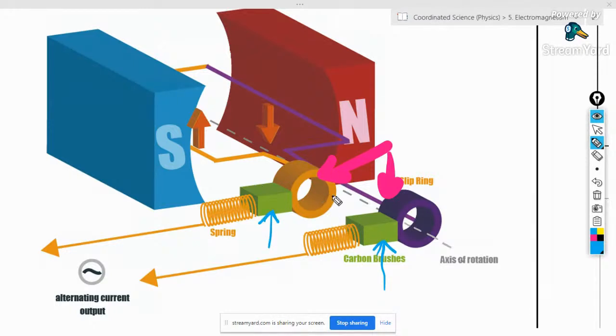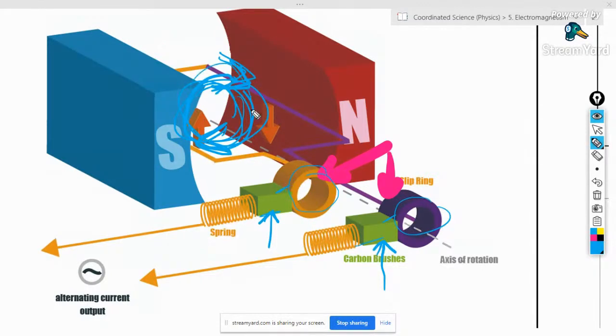And just notice, all that these things do is allow this coil right here to keep rotating around and around. It's just rotating constantly in the same direction. What these slip rings and these brushes do is allow this coil to spin and maintain electrical contact to the external circuit. Basically, it just allows this to spin without wires getting tangled up.